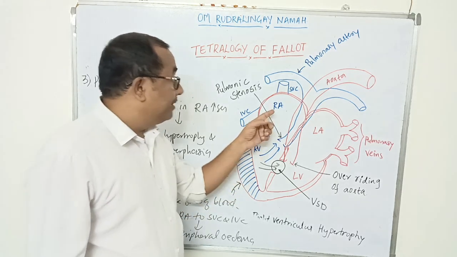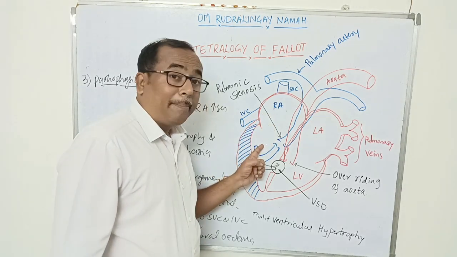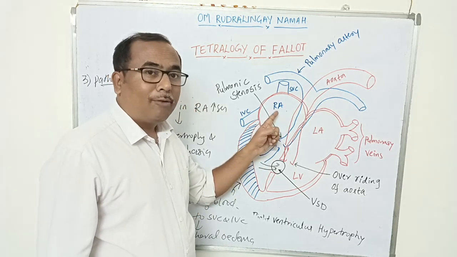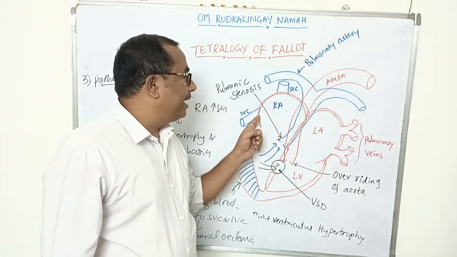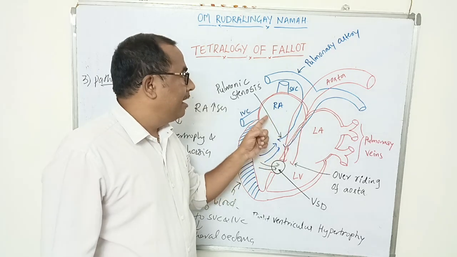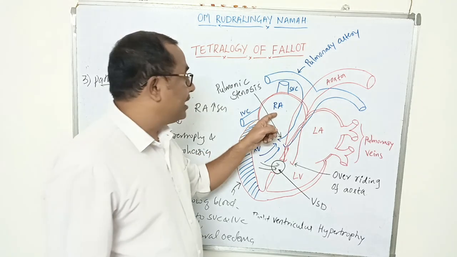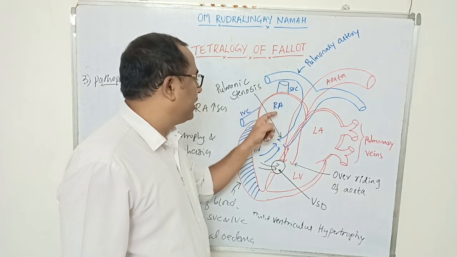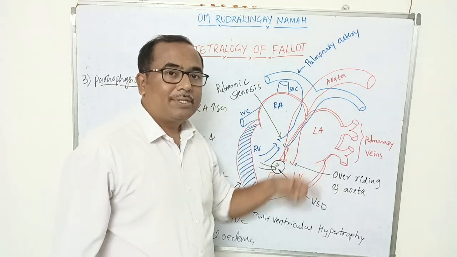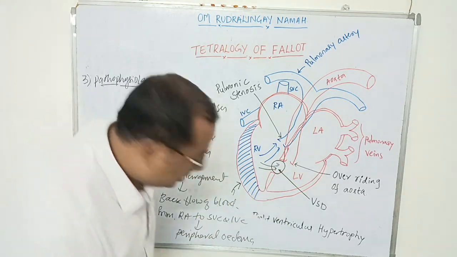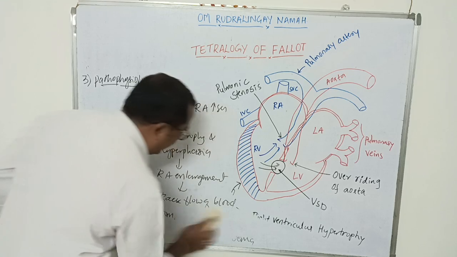And later what happens here? This right atrium is unable to empty the blood completely into the right ventricle. Okay, and then what happens? The pressure and volume in the right atrium also increase, and right atrial hypertrophy and hyperplasia. Finally, right atrial enlargement also takes place. And finally, what happens here? The blood will start going back from right atrium to the superior vena cava and inferior vena cava. That will give rise to development of peripheral edema. Okay, so this is the pathophysiology of tetralogy of Fallot.